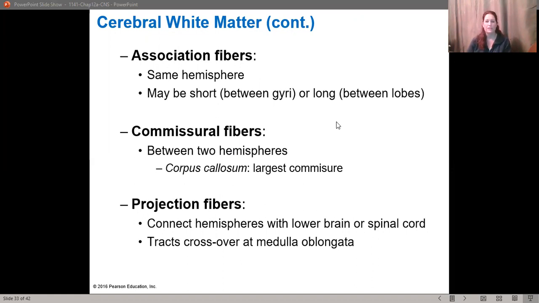We also have projection fibers. Projection fibers are going to connect the hemispheres with the lower brain or spinal cord. They have a much greater range, and then they are also going to cross over at the medulla oblongata. Because they cross over at the medulla oblongata, we have contralateral control. So the right hemisphere is going to control the left side of the body. The left hemisphere controls the right side of the body. And that's due to crossing over at the medulla oblongata.